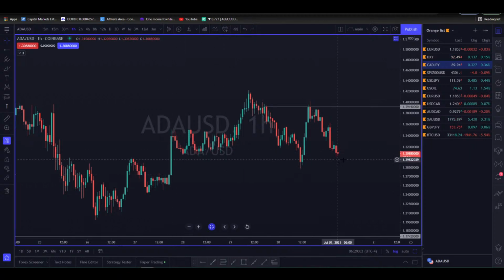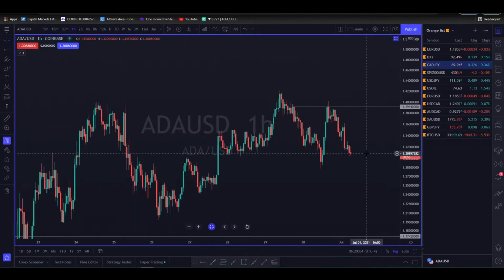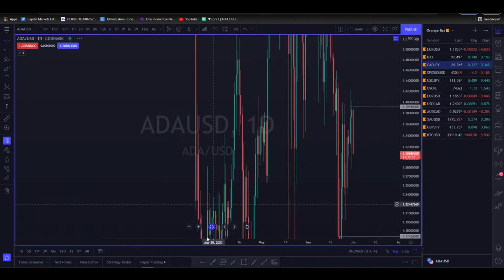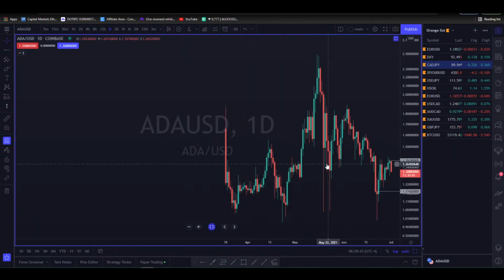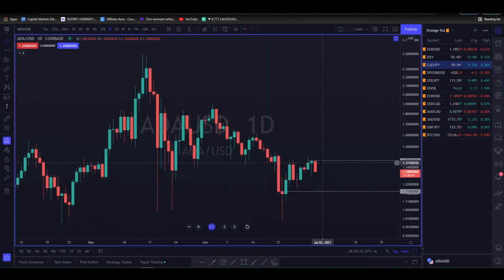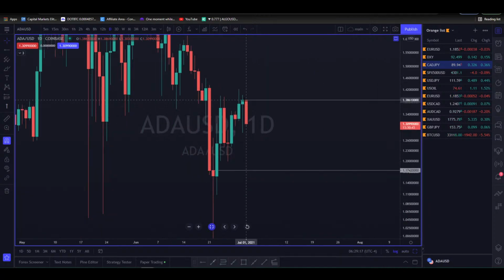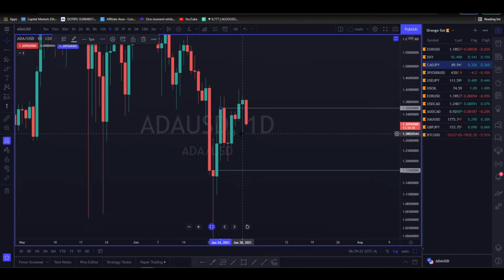All right? So right now on Cardano, it's going to do what Bitcoin's doing. Bitcoin is the tide that lifts all ships. So if the tide goes out, then so will the ships. They will go lower. Here's your daily. There was resistance. Two daily closes above resistance. This was a stop run and a fake out.